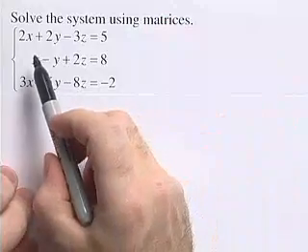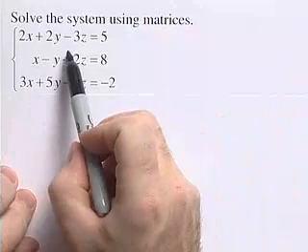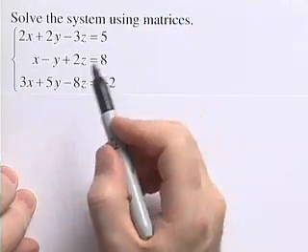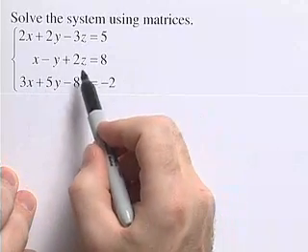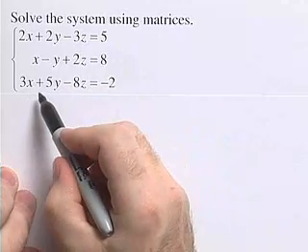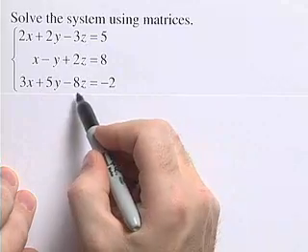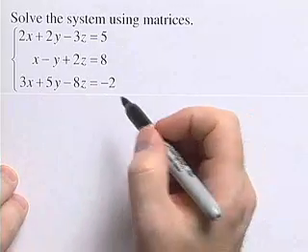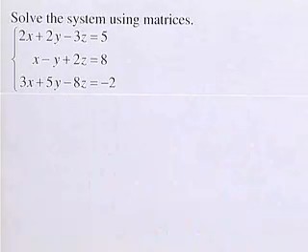We're going to solve another system of equations using matrices. We're going to solve this system: 2x plus 2y minus 3z equals 5, x minus y plus 2z equals 8, and 3x plus 5y minus 8z equals negative 2. First thing we want to do is write down our augmented matrix.